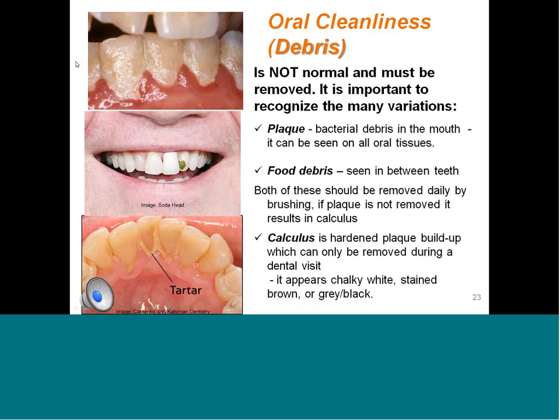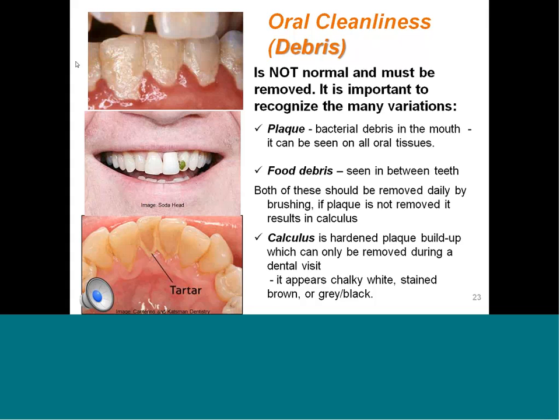Plaque is a form of debris commonly seen in the mouth. It can be on all oral tissues in the mouth and can be wiped off or brushed off with normal daily oral hygiene. Large amounts of plaque is commonly seen in the elderly because of a lack of daily oral hygiene, medications, or manual dexterity issues, and they cannot do it on their own.